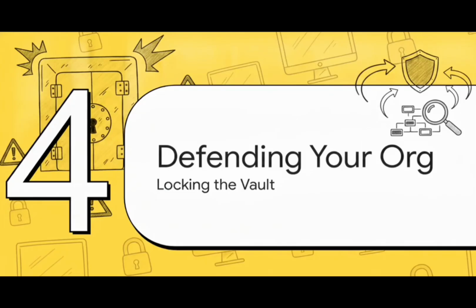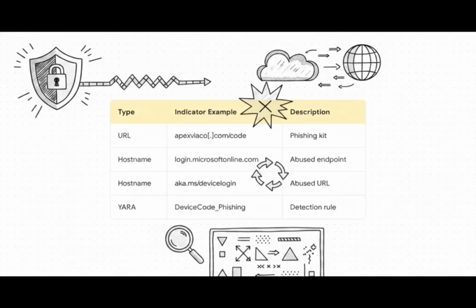Section 4. Defending your organization, locking the vault. Now that we know how they bypass the front door and hide in the network, let's ramp the energy back up and talk about how IT security teams can proactively hunt for these indicators. Let's move to how this builds into actionable intelligence.